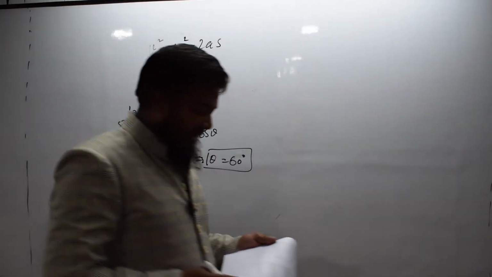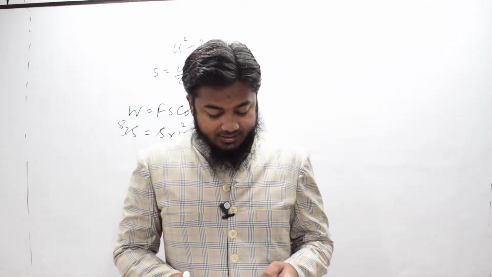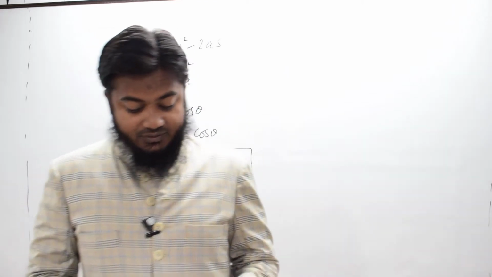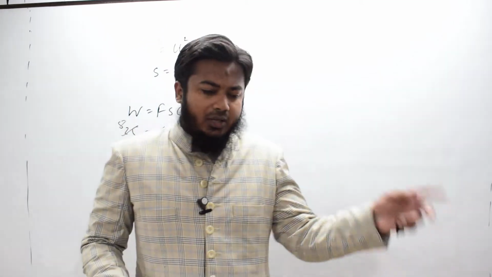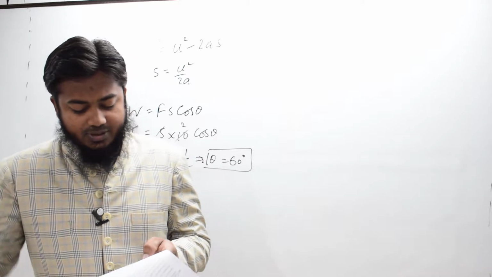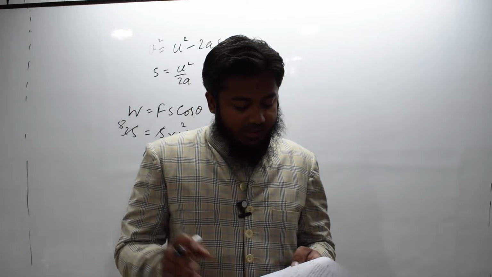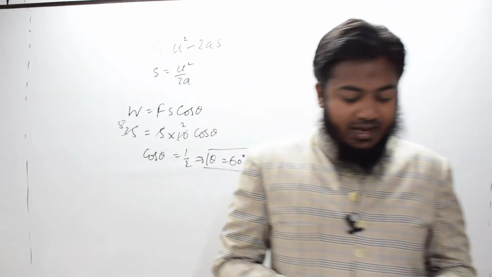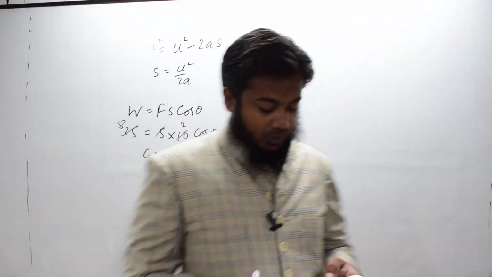A body of mass 5 kilogram is placed at the origin and can move only along the x-axis. A force of 10 Newton is acting on it in a direction making an angle of 60 degree with the x-axis. So, the body can move only along the x-axis. In whatever direction the force is acting, it will move only along the x-axis, and the displacement will be only along the x-axis. A 10 Newton force is acting on it in a direction making an angle of 60 degree with the x-axis and displaces it by 4 meters. What is the work done by the force?